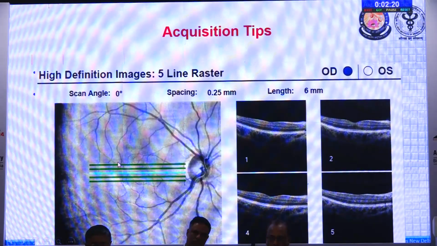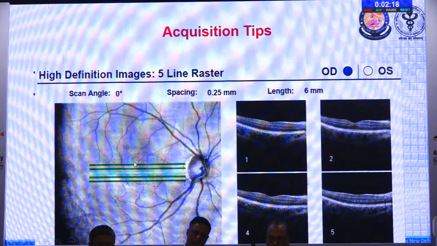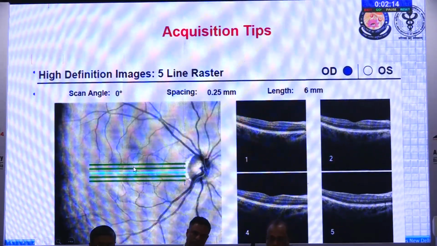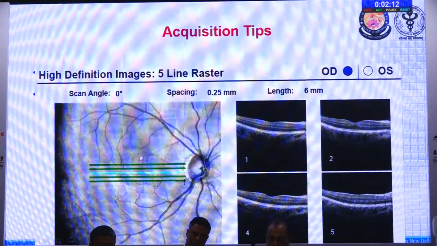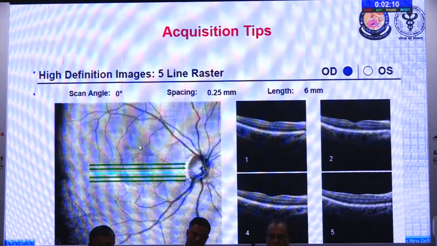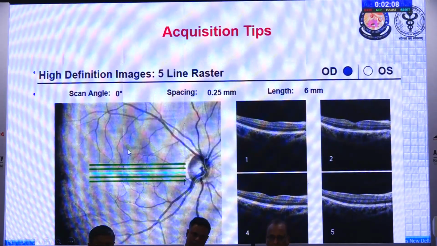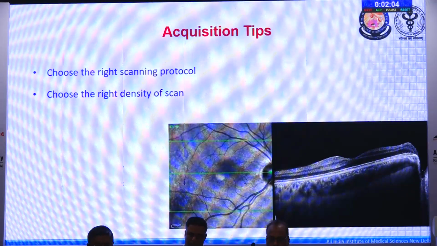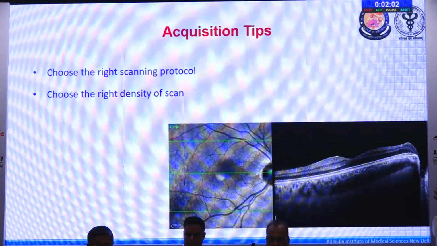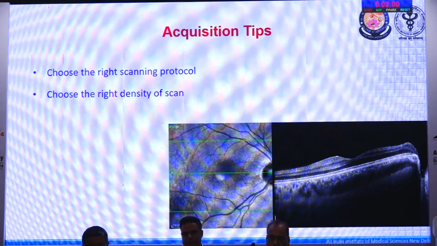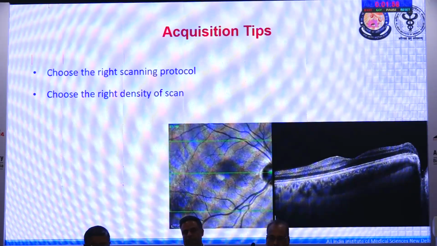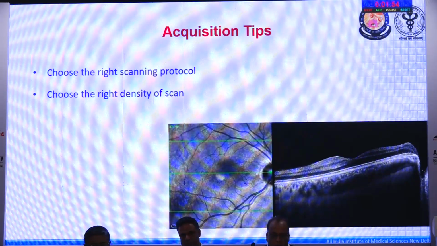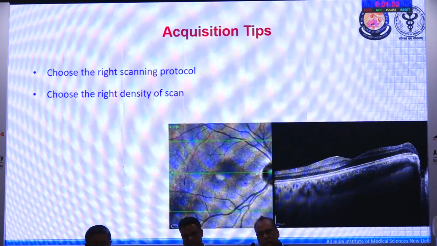Again, this is a dense 5-line raster scan, and if there is any abnormality in the center of the fovea, then you will be able to pick it up. But if there is any parafoveal or extrafoveal area abnormality, then it may be missed on this scan. Now again, this is a scan with greater spacing in between. There are 3 raster lines visible, but the central hyperreflective abnormality seen on infrared will be completely missed on the OCT image.